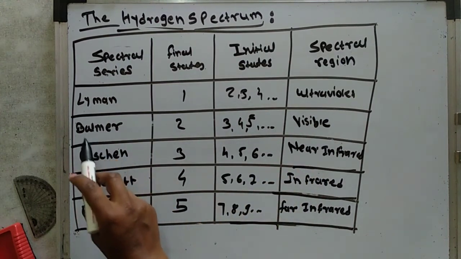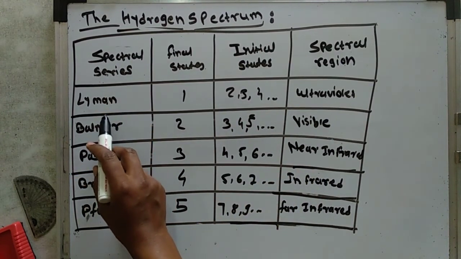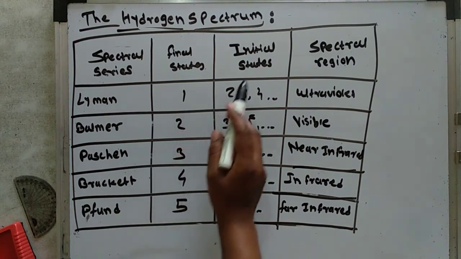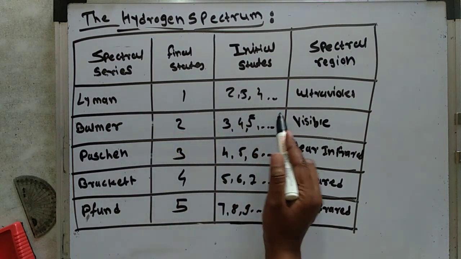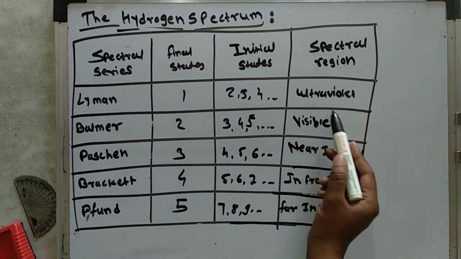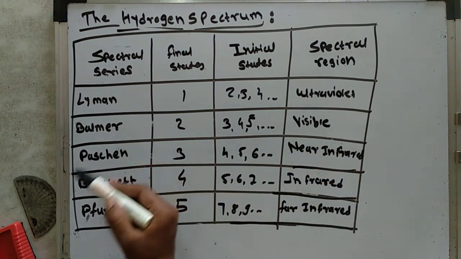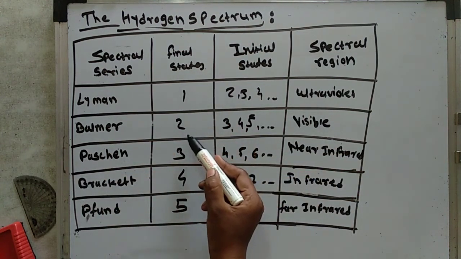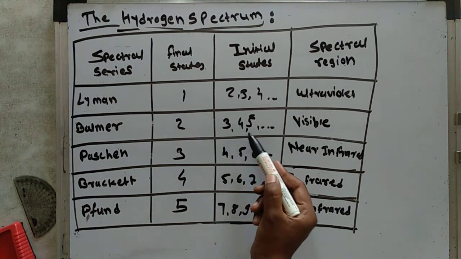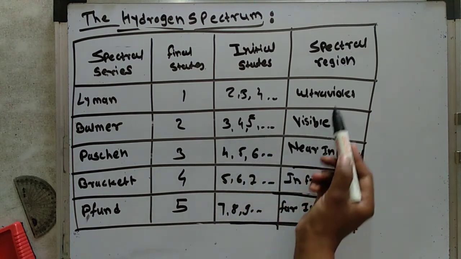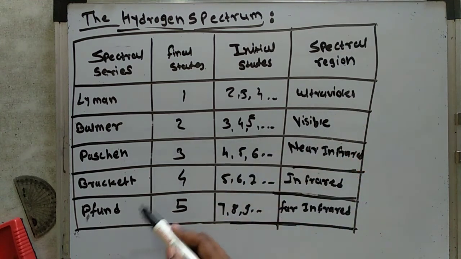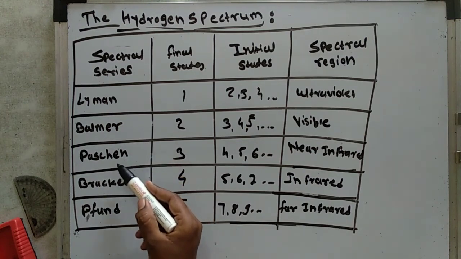First is Lyman. Spectral series is Lyman, final state 1, initial state 2, 3, 4 and spectral region is ultraviolet. Second is Balmer. Final state 2, initial state 3, 4, 5 and so on. Spectral region is visible.